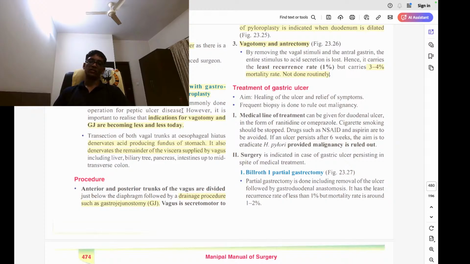In treatment of gastric ulcer, the aim is to heal the ulcer and relieve symptoms. Frequent biopsy is done to rule out malignancy. Medical line of treatment can be given for duodenal ulcer in the form of ranitidine and omeprazole. Cigarette smoking should be stopped, and NSAIDs and aspirin avoided. If the ulcer persists after 6 weeks, the aim is to eradicate H. pylori, provided malignancy is ruled out. Then surgery is indicated for gastric ulcer persisting in spite of medical treatment.